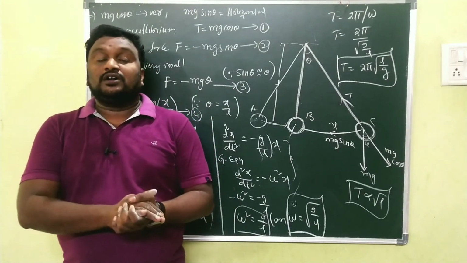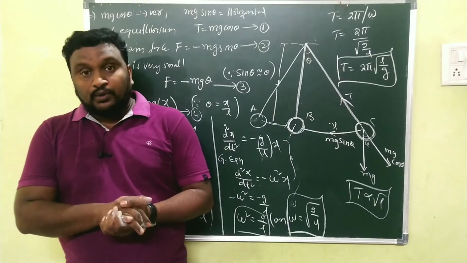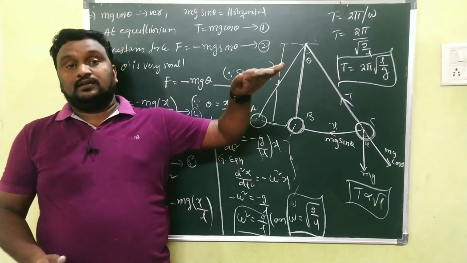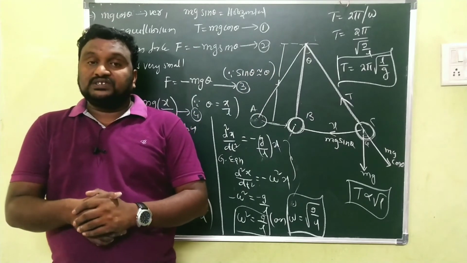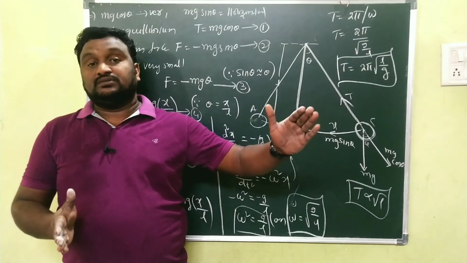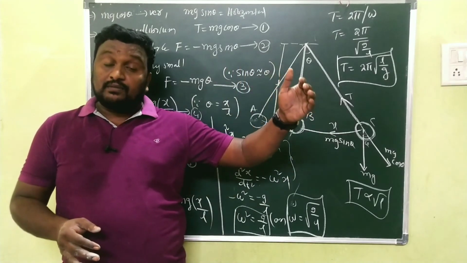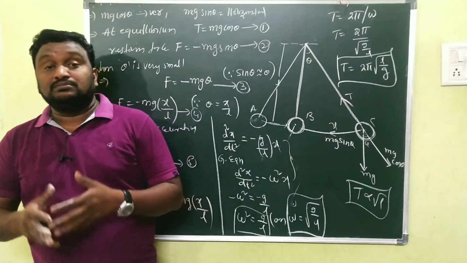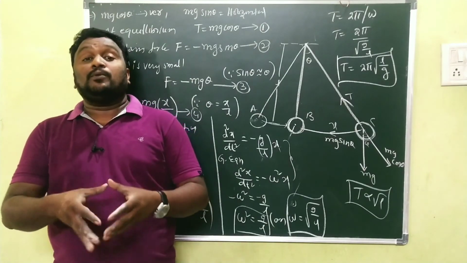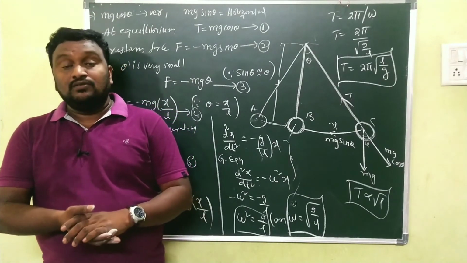Clear? That is how weight is divided into two components. Mg cos theta is vertically downwards and mg sin theta is horizontal. I already told you that due to the applied force the bob is moving from the mean to the extreme position, but the bob is again coming from the extreme position to the mean position because of what? Restoring force. That restoring force is provided to the bob only because of gravitational force.